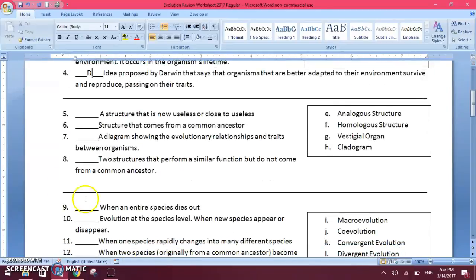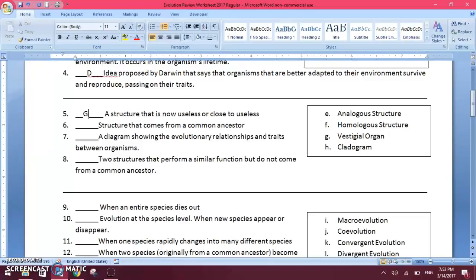All right, moving on to the next section here. Number 5, a structure that is now useless or close to useless. That would be G, vestigial organs. Some examples you've probably talked about. The pelvis or the hip bones in whales. Whales do not have legs, so why do they have hip bones?